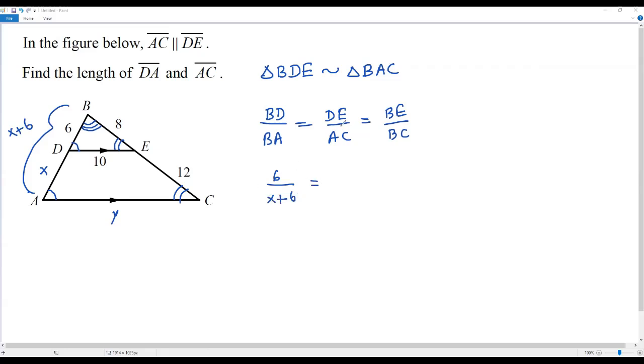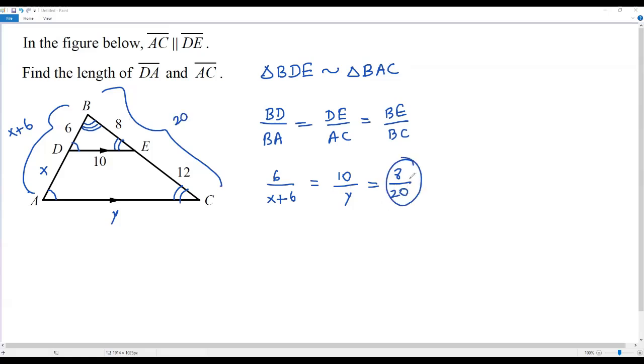And what is the length of DE? The length of DE is 10 and the length of AC is Y. What is the length of BE? It's 8. And what is the length of BC? To get the length of BC, I have to add this 8 and 12. When I add them, I'm getting 20. So the length of BC is 20.